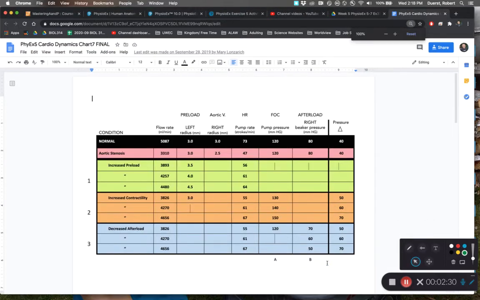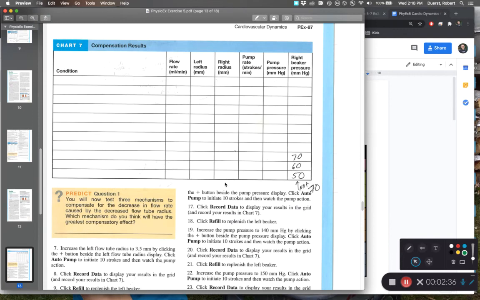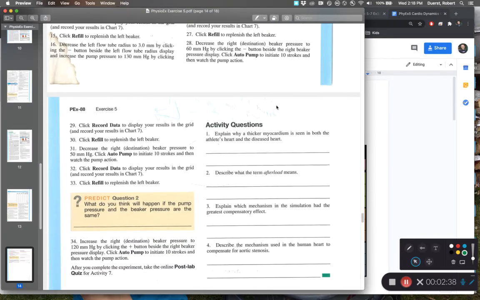Let's make the screen a little bit larger there for us. There we go. So let's go back to our post-lab questions. We have our data. Question number 1 is asking, explain why a thicker myocardium is seen in both an athlete's heart and a diseased heart.